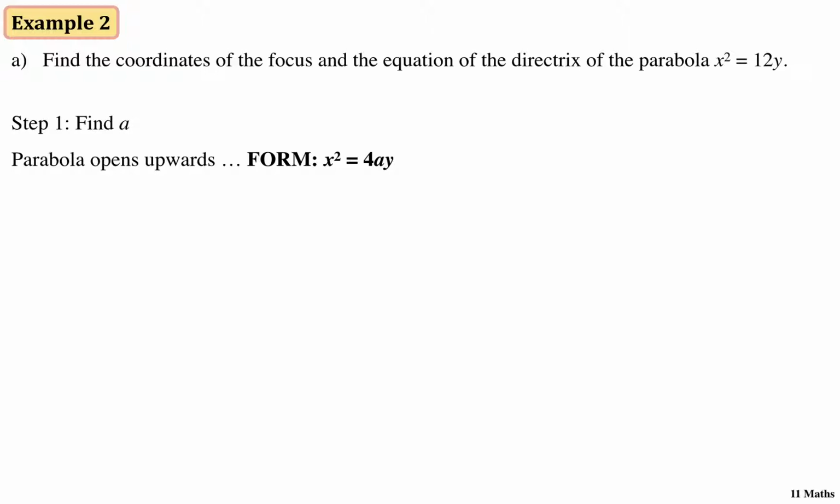It's a positive situation. If it's x squared equals 12y, and we know x squared equals 4ay is the form, you can see that the 4a has to be equal to 12. So 4a equals 12, which means a equals 3. And now we can draw a little sketch.